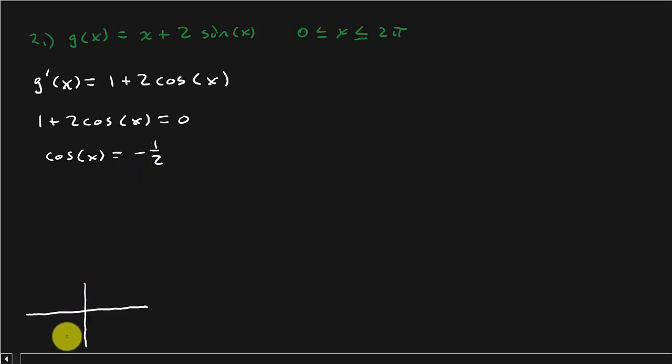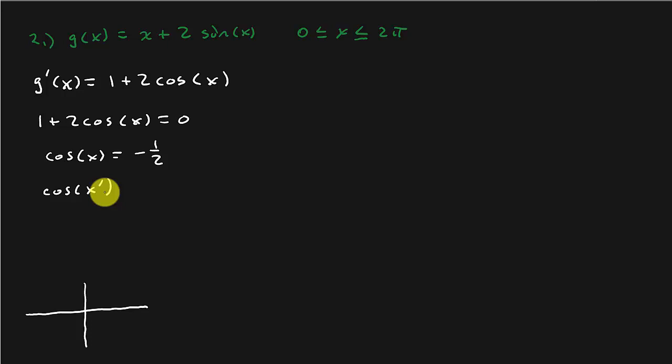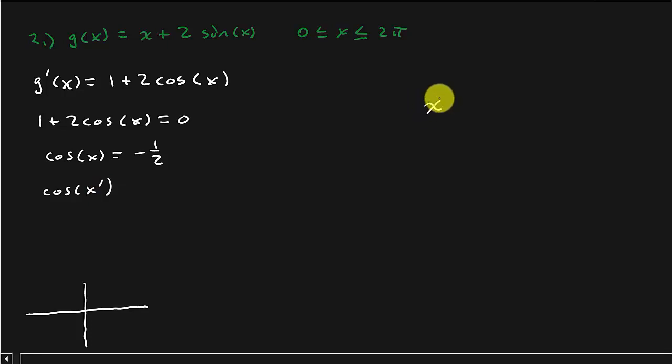To get our second and third quadrant solutions, we need to find our reference angle. Remember, your reference angle is a first quadrant angle. So we have cosine x, and I'm going to use x prime to represent my reference angle. You may denote your reference angle something different. I've seen it different in a bunch of books. However, it doesn't matter. I've been using the prime to represent the reference angle.